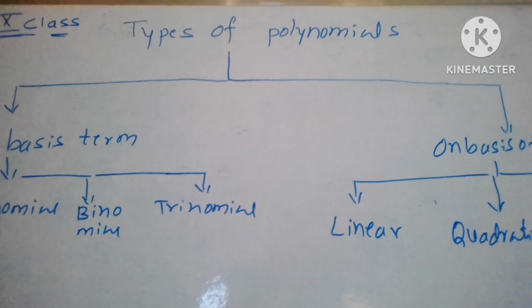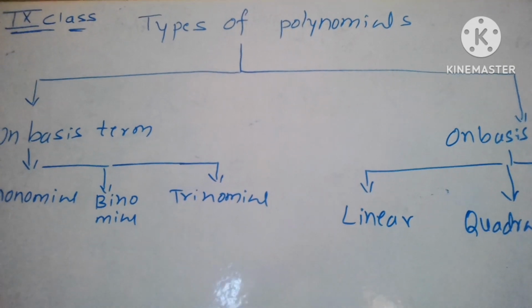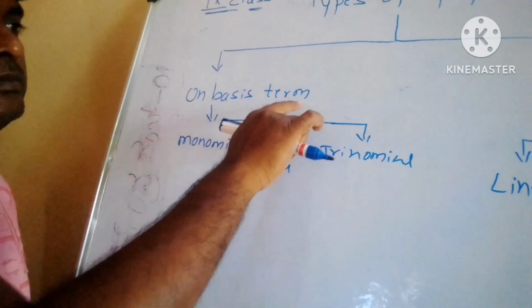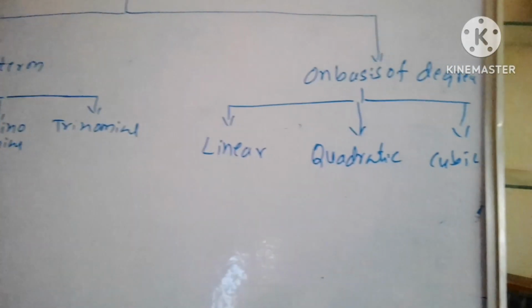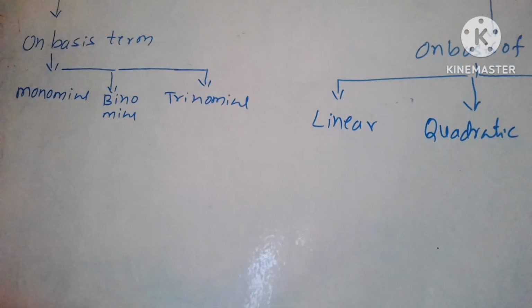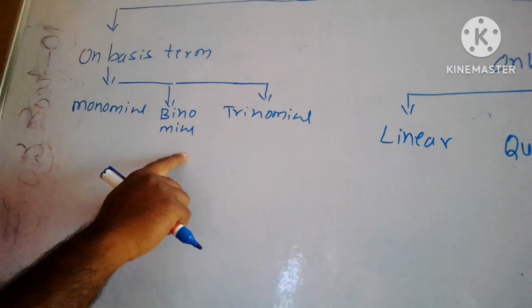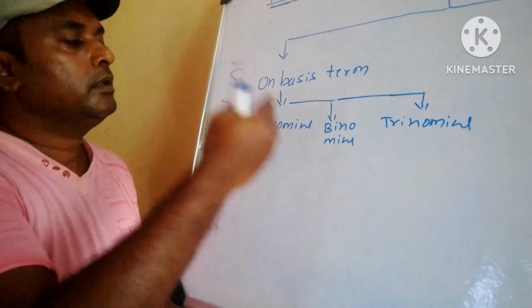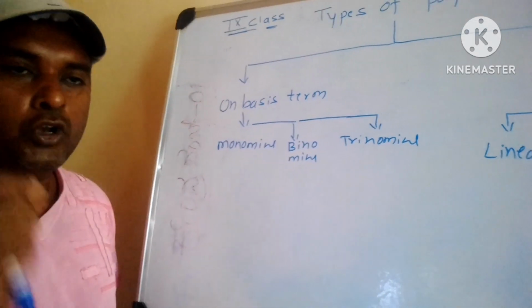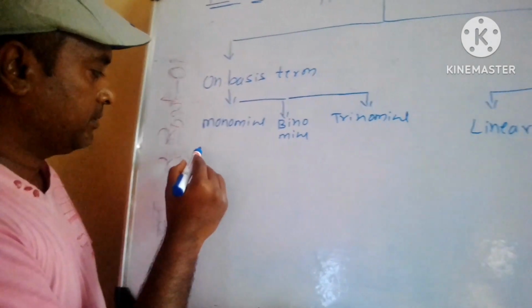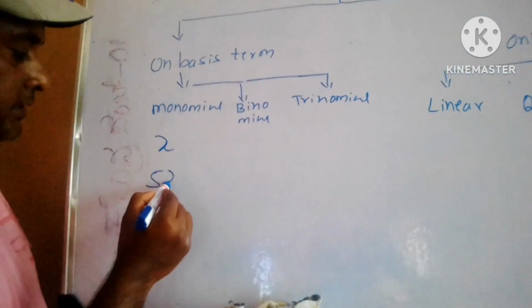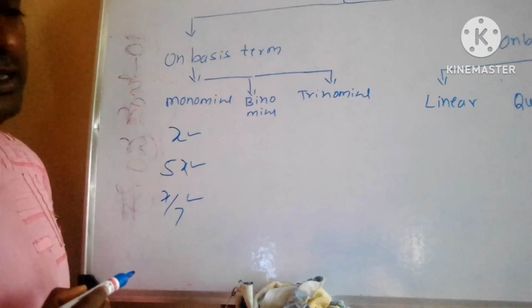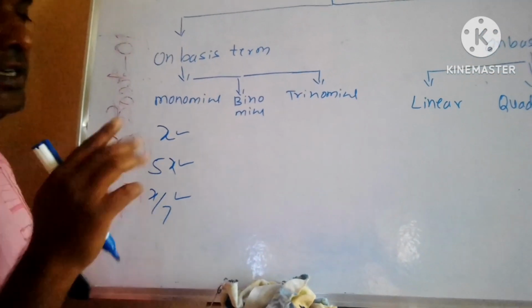So next one, types of polynomials. There are two types; they are classified in two ways. First one on the basis of terms, next one on the basis of degree. On the basis of terms, there are three types: monomial, binomial and trinomial. So how are they different? A monomial is a polynomial with a single term. For example, x, 5x, x by 7. All these are monomials, since they consist of only one term.